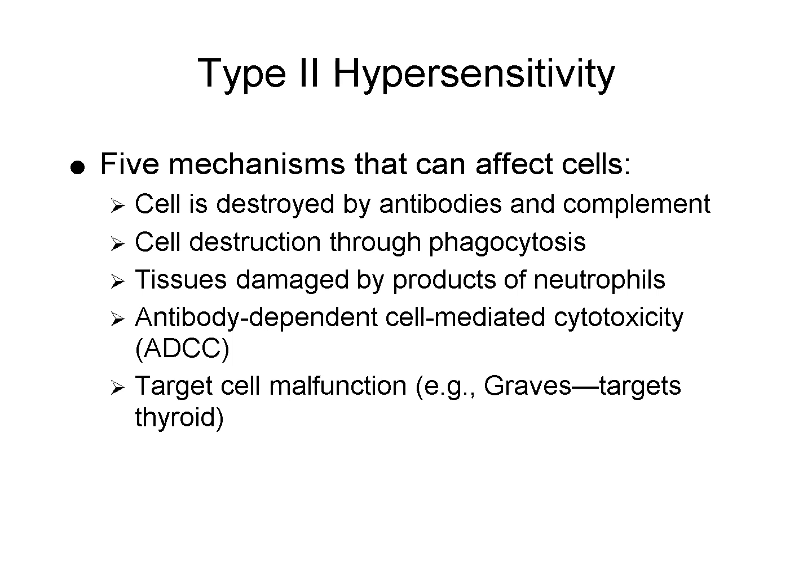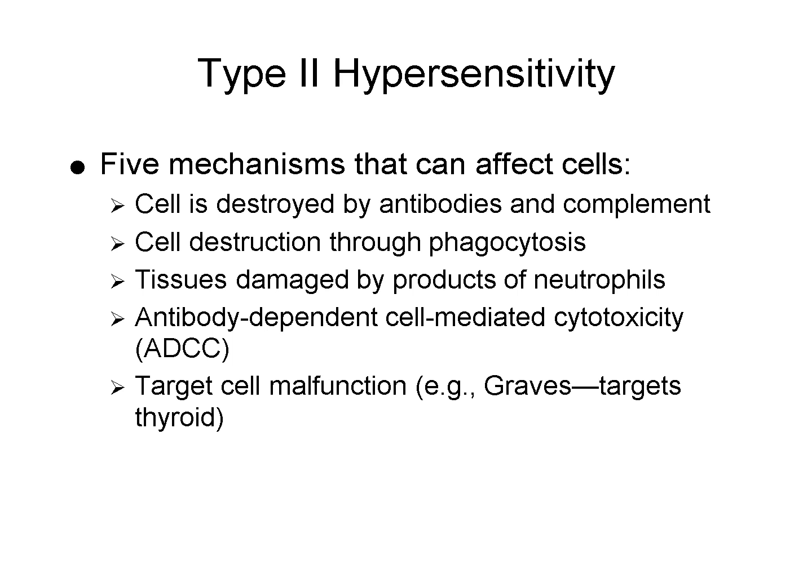The targeted cell can be destroyed by antibodies and complement proteins. Alternatively, phagocytes may engulf and digest the cell. Sometimes, tissues are damaged by toxic products released by neutrophils. In another mechanism, antibody-dependent cell-mediated cytotoxicity recruits natural killer cells to attack the target.